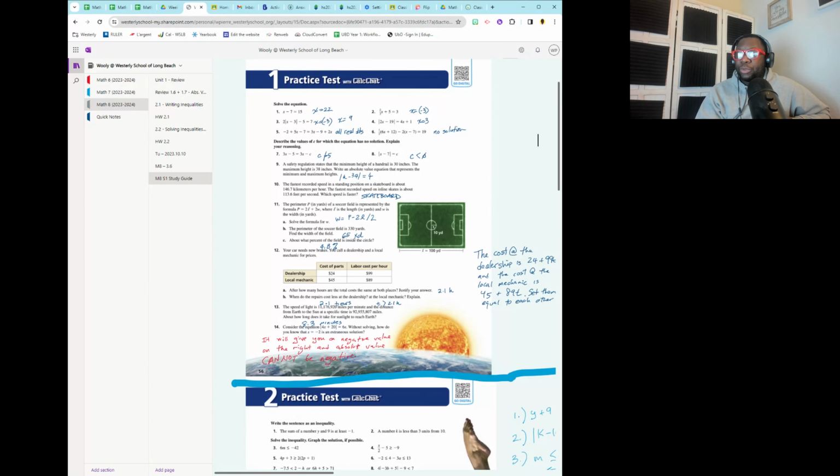And last but not least, for question number 14, consider the equation the absolute value of 4x plus 20 is equal to 6x. Without solving, how do you know that x is equal to -2 is an extraneous solution? Well, it will give you a negative value on the right, and the absolute value cannot be a negative. Therefore, we know that that would be an extraneous solution.